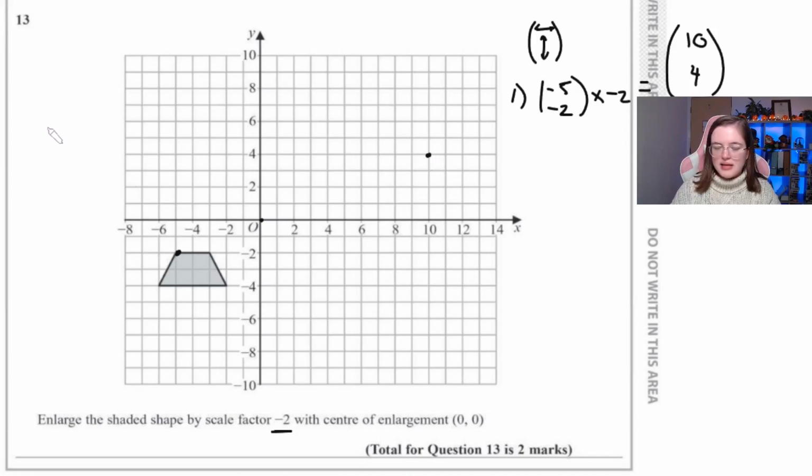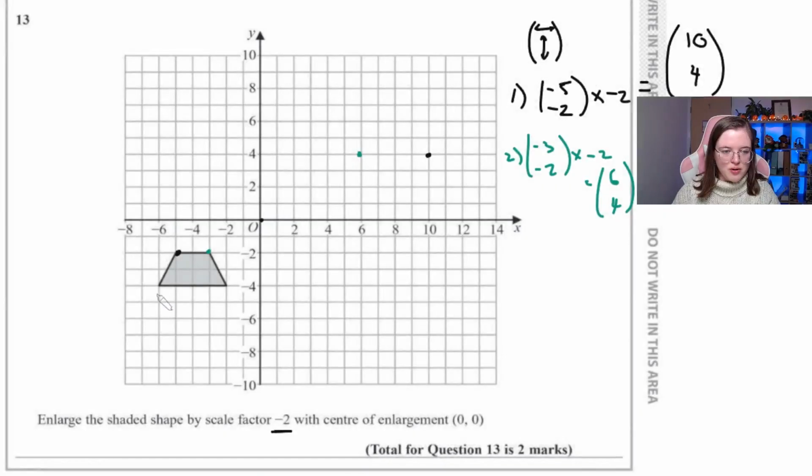Then we do the same thing for the other points. If I put this one in green, that's 1, 2, 3 left, so -3, and then 2 down, -2, and times that by -2. -3 times -2 is 6, and -2 times -2 is 4. So then 1, 2, 3, 4, 5, 6, and 1, 2, 3, 4. There it is.